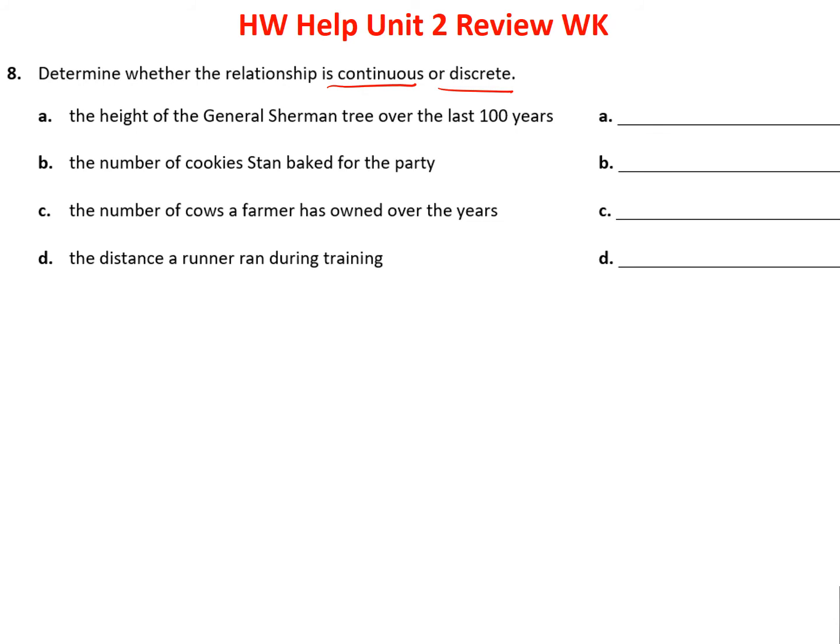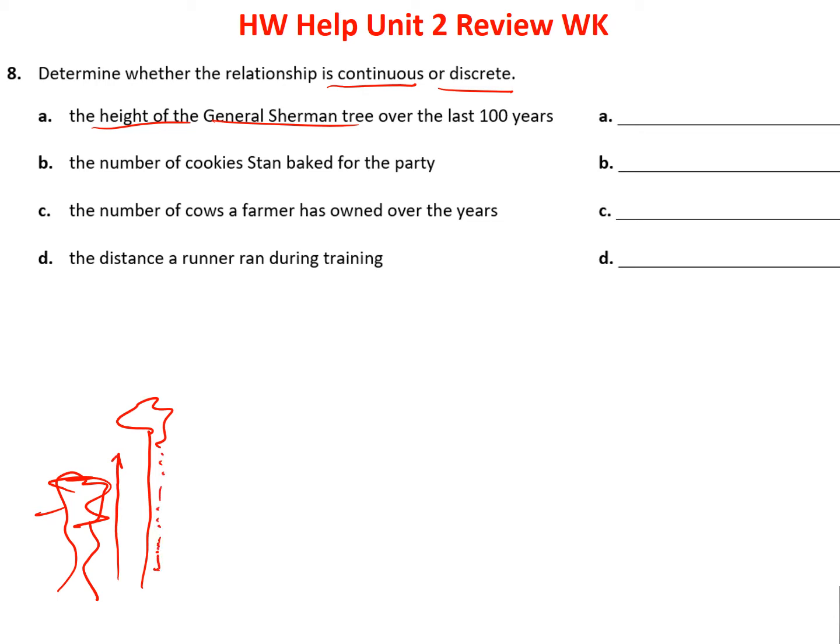So let's start. The height of the General Sherman tree over the last 100 years. Well, a tree, sorry about the funny tree, but as a tree grows, it grows continually. It doesn't every one day just jump 2 inches. So this is continuous.